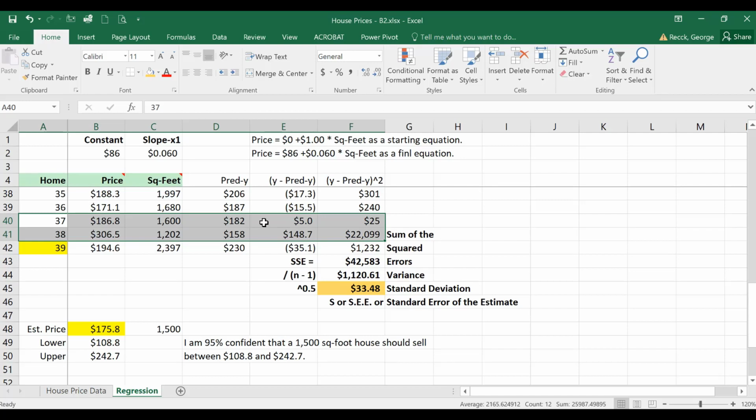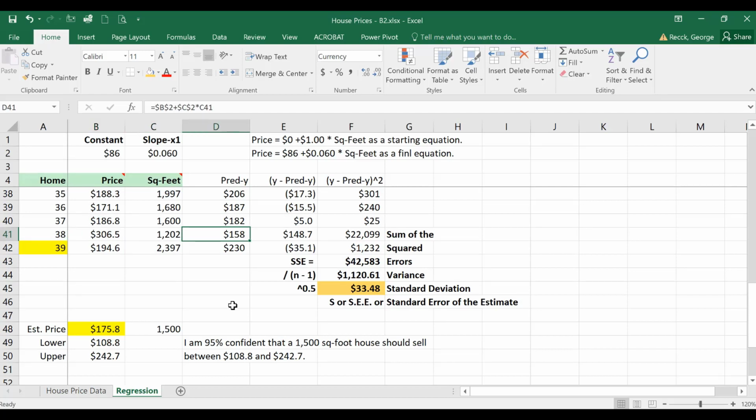Now compare that to house number 38. And if you're really getting this, you'll catch what I'm going to do next. House number 38 was that small house with a big price. So what's going on here? The predicted value was almost half of the actual price based on a popular website. And the squared error was 22,000. That squared error contributed to over half of the sum of the squared errors.